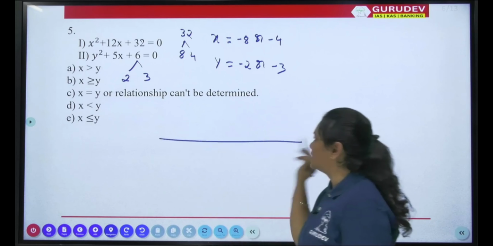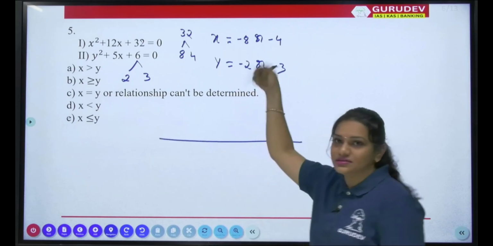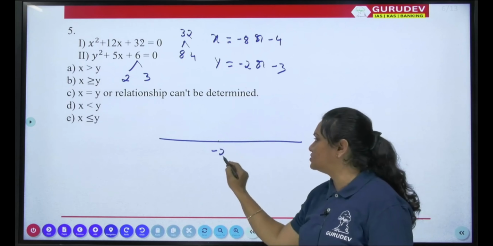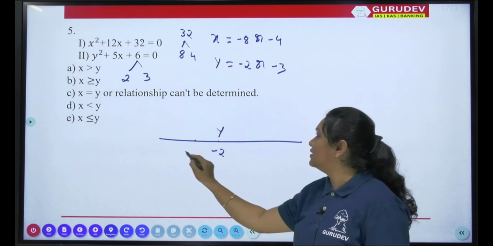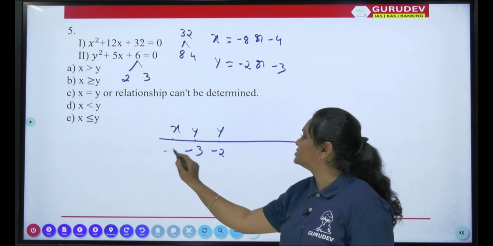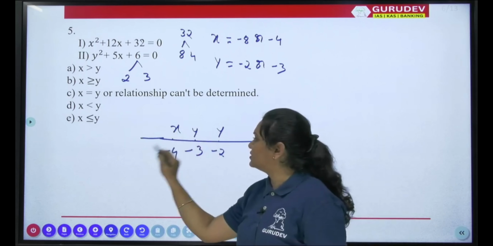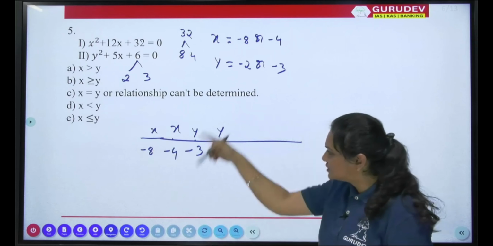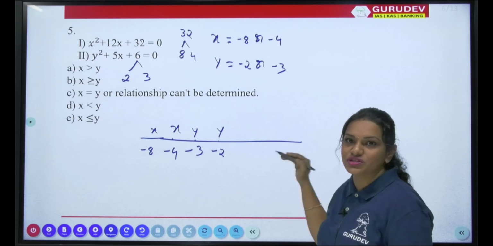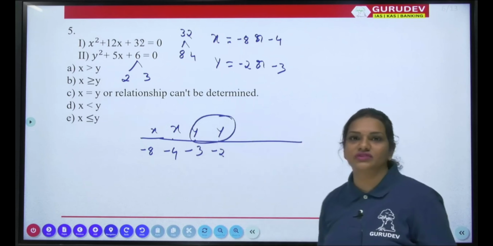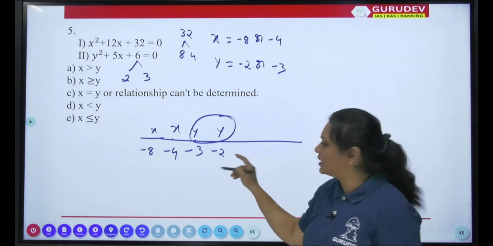So put it on the number line. Draw a number line. Since all are negative numbers, start with minus 2, which is y. Then minus 3, y. Then the x value, which is minus 4. Then minus 8, which is x. When I observe this number line, what is the rightmost variable? The rightmost variable is y.